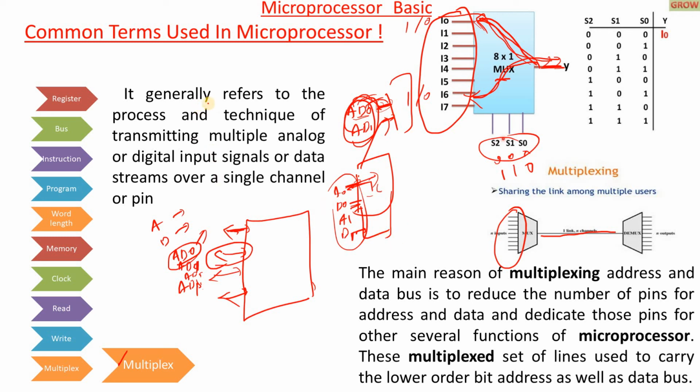Multiplexing generally refers to the process and technique of transmitting multiple analog or digital input signals or streams over a single channel or pin. The main reason for multiplexing the address and data bus is to reduce the number of pins. Previously we have seen this small example. The pins saved from address and data can be dedicated to several other functions of the microprocessor. These multiplexed lines are used to carry the lower order address bits as well as the data bus. Thank you.